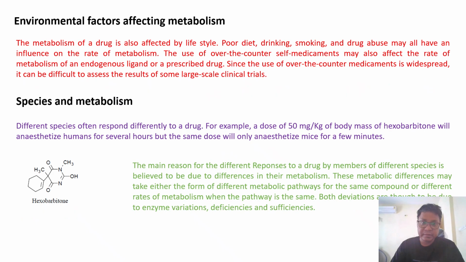Okay, so environmental factors affecting metabolism. The metabolism of drugs is also affected by lifestyle. Poor diet, drinking, smoking, and drug abuse may also have an influence on the rate of drug metabolism. The use of over-the-counter self-medication may also affect the rate of metabolism of an endogenous ligand or a prescribed drug. Since the use of over-the-counter medication is widespread, it can be difficult to assess the results of some large-scale clinical trials. These are specific examples.